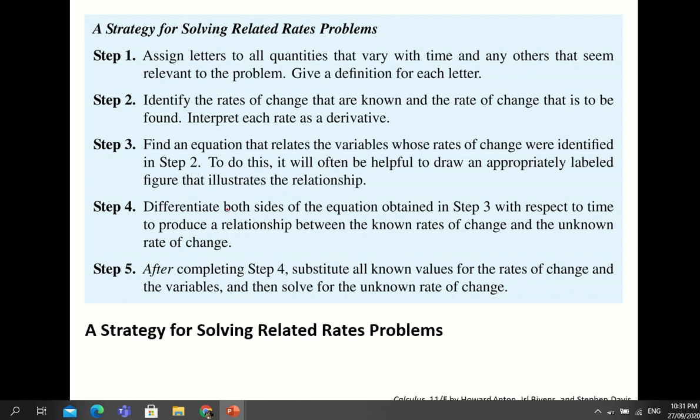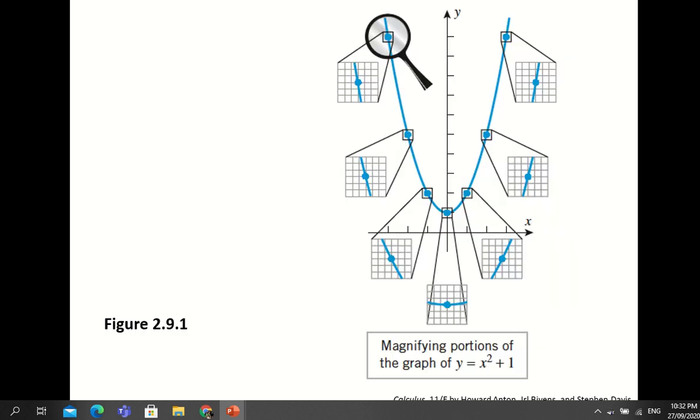Then number four, differentiate both sides of the equation obtained in step number three with respect to time to produce a relationship between the known rates of change and the unknown rate of change. Then for step number five, after completing step number four, substitute all known values for the rates of change and the variables, and then solve for the unknown rate of change. Okay, so this is the strategy for solving related rate problems.